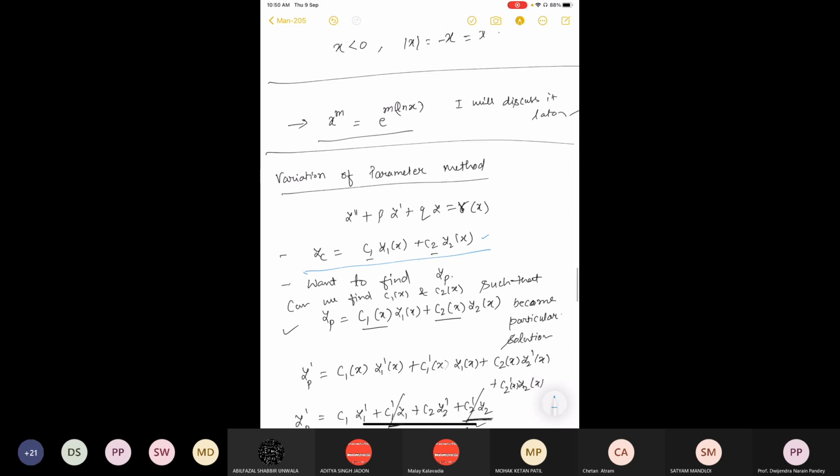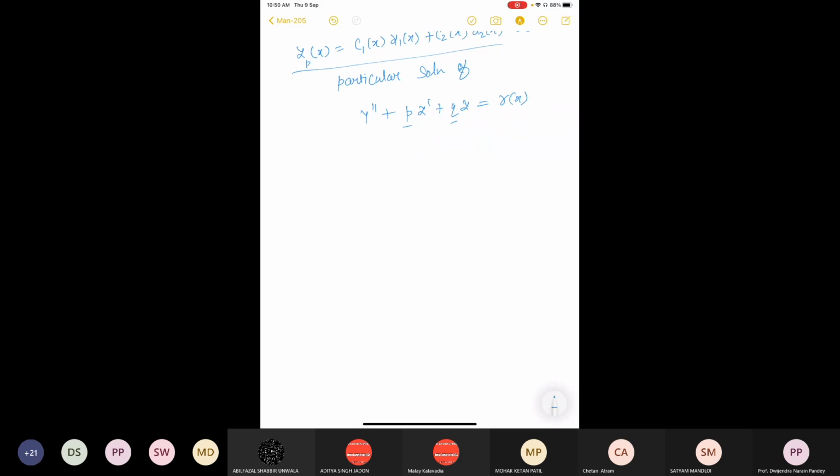Let me give you one small example. I will give you two different examples. Let us say y double dash plus y equal to tan of x. Find the solution, and I'm giving you the interval minus pi by 2 to pi by 2, because in this region tan x is a continuous function. So can you find the solution here? What is YC(x) here?